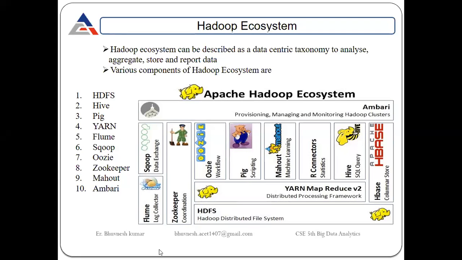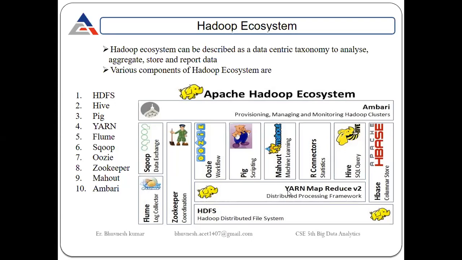HDFS is there, and this we will install in our system while performing a practical on Hadoop. We have to install HDFS, Yarn, and Pig. These are the concepts or frameworks in our syllabus that we will study. So keep in mind these names. HDFS is there, Yarn MapReduce is there. Yarn is Yet Another Resource Negotiator.